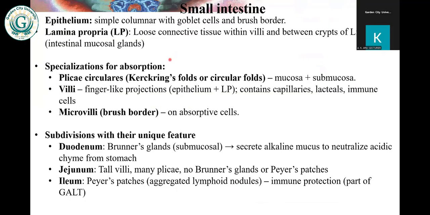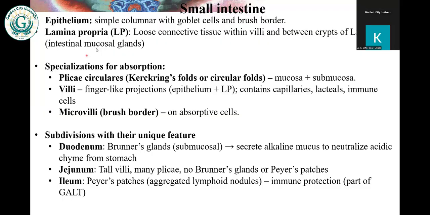Now, histology. The epithelium that lines the small intestine is simple columnar epithelium. When we say simple, it means that there's only one layer of cells. When you say columnar, it means that the shape of the cells is tall; they are taller than they are wide. We have goblet cells and brush border. Brush border is basically microvilli. Then goblet cells secrete mucus. So that's it.